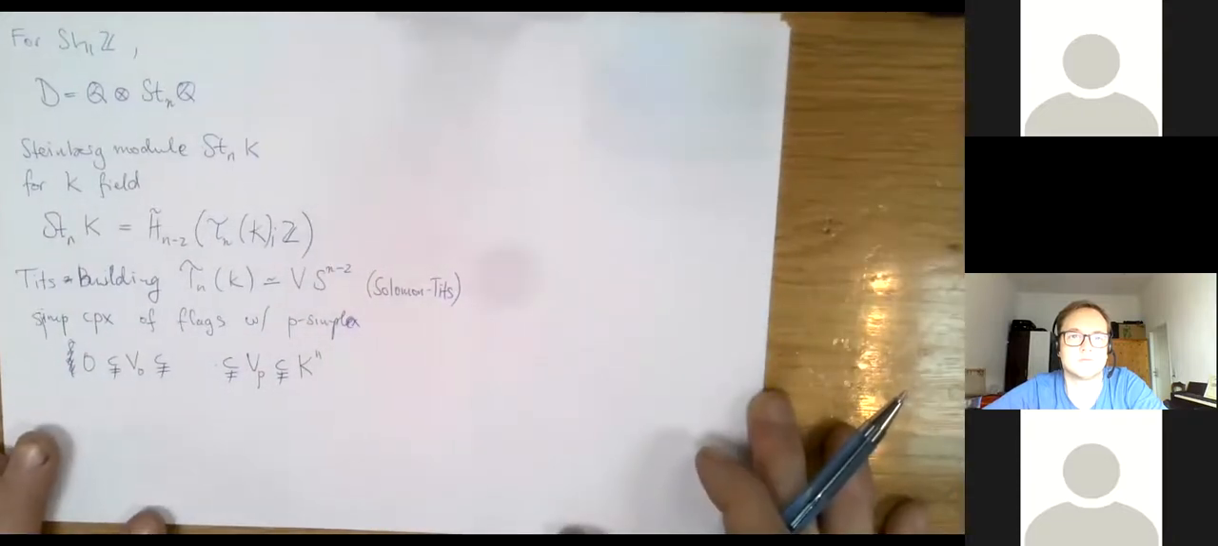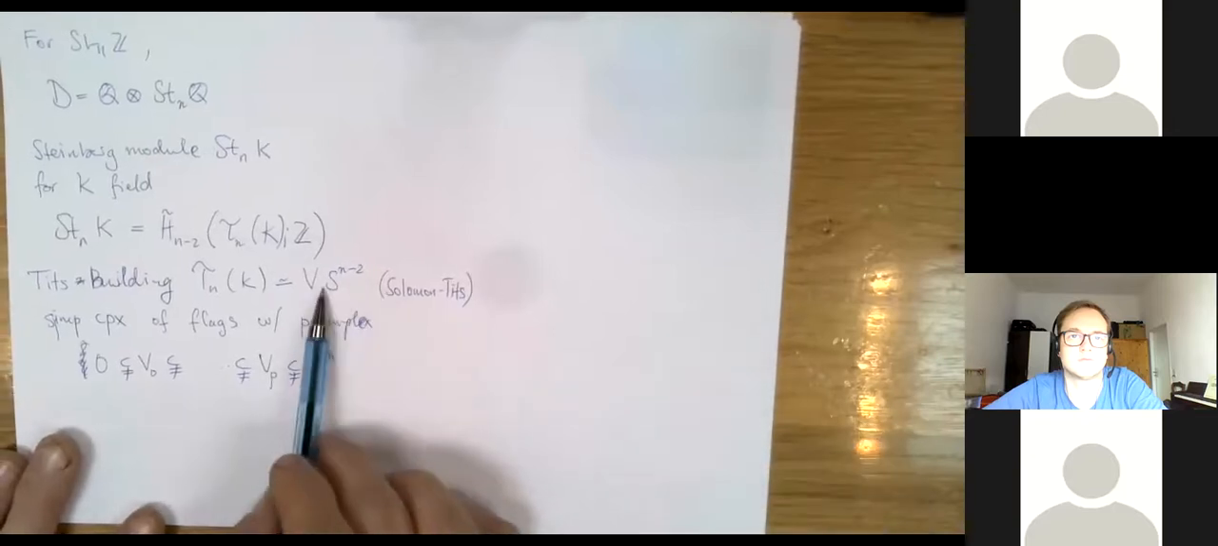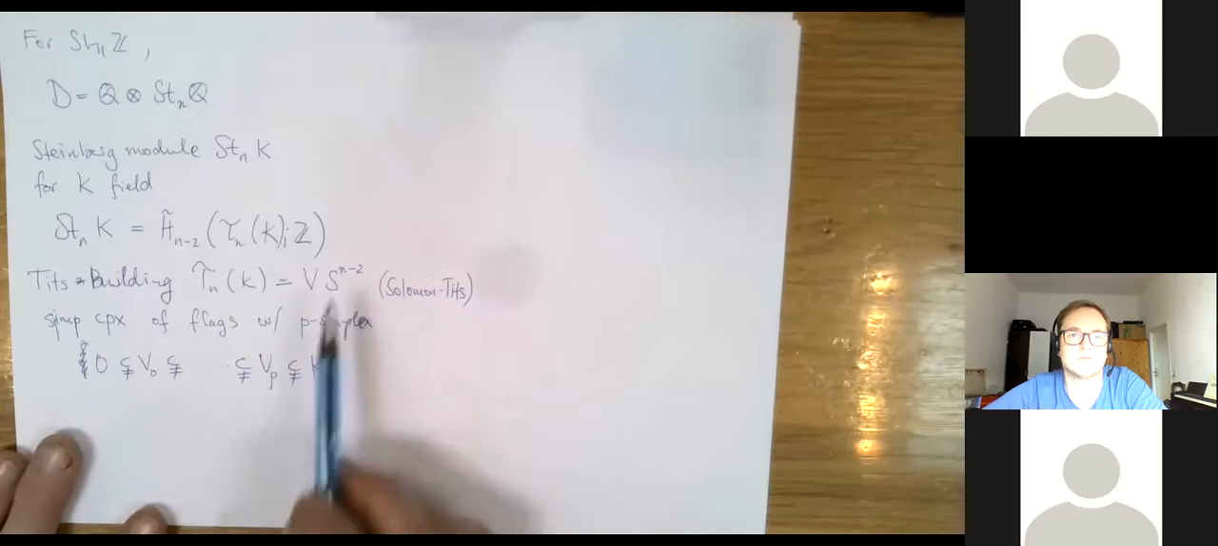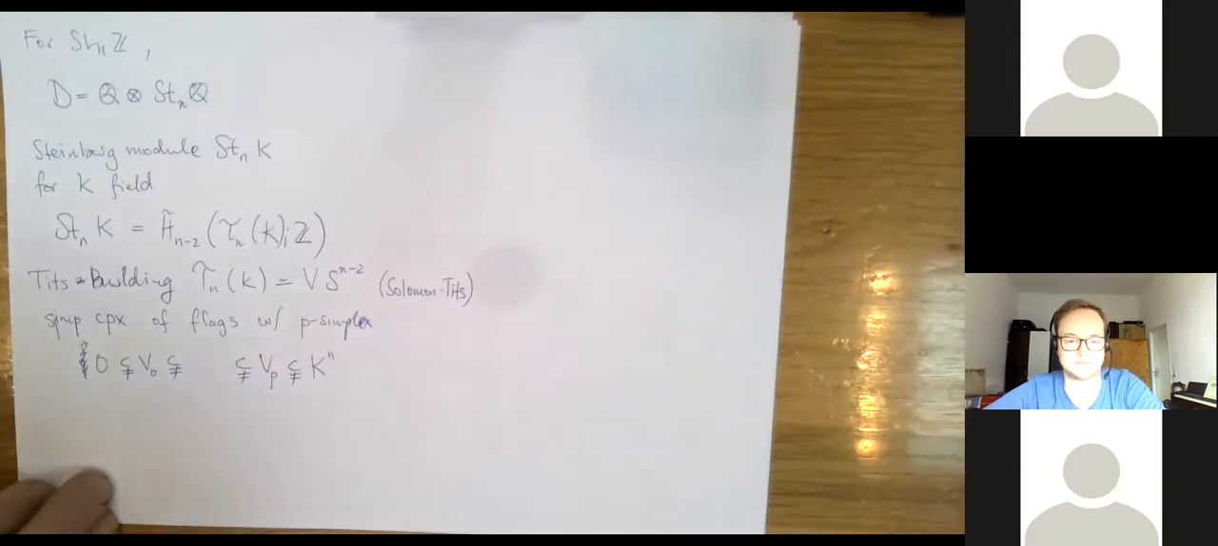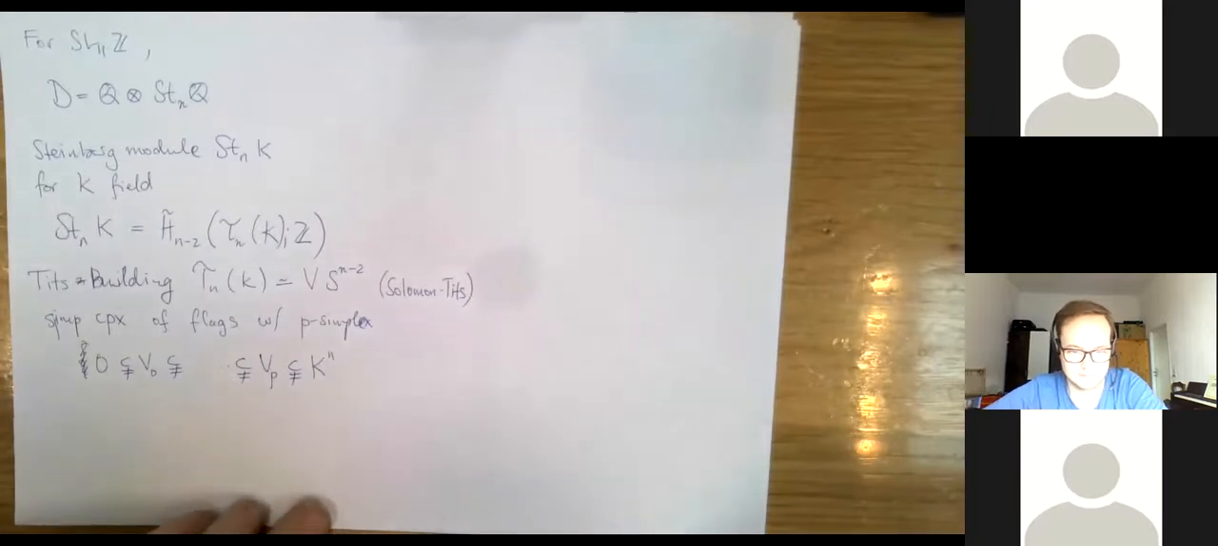but in their proof of showing that this building is n-2 spherical, they also gave a generating set, and even a basis actually, for this free abelian group. And it turns out that a basis for this are apartments.